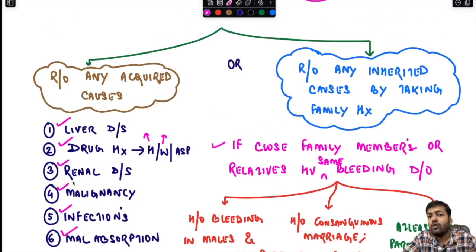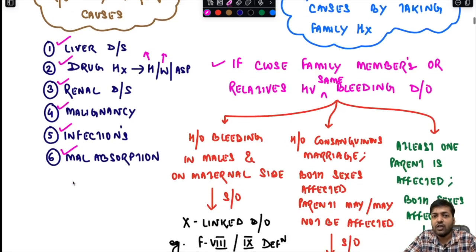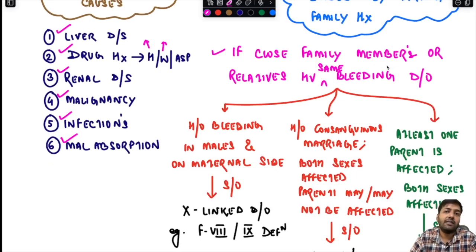Then you can also take the patient history to see if there is any inherited component or any family history. So how you can understand whether any inherited cause is there or not.